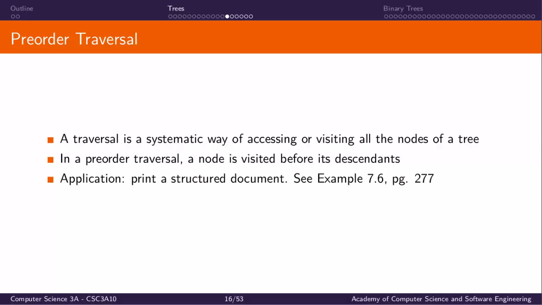All right. So for the very first one, which is called the pre-order traversal, again, traversal is a systematic way of visiting all the nodes within our tree. For pre-order, we first visit the current node before we visit any of its descendants. And an application is printing a structured document. Let's look at what a pre-order traversal looks like, then we'll discuss how we could use this to print a document.